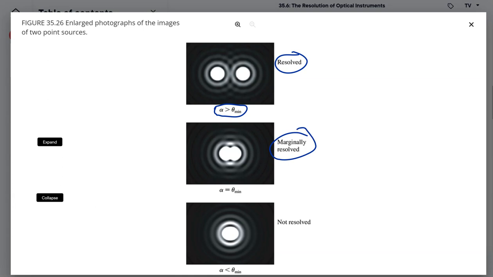Marginally resolved, this is the picture I was just showing you, when the max of the second source occurs at the minimum of the first source. So we can tell that it's not too distinct per se, but we can see that there's perhaps two there. This bottom situation, not resolved, is when alpha is smaller, those central maxes overlap enough that they just look like one big source of light.